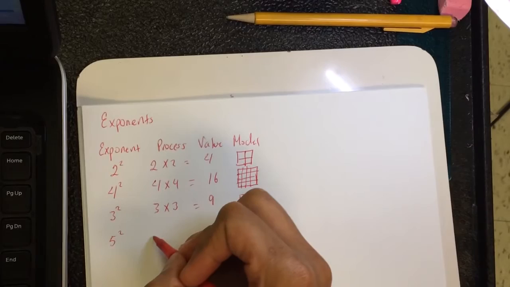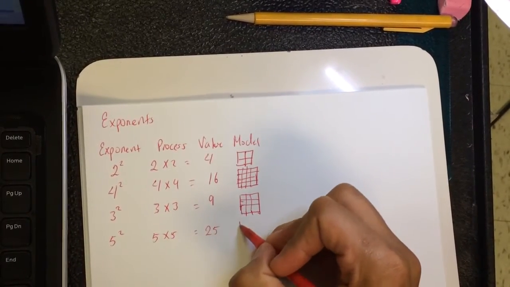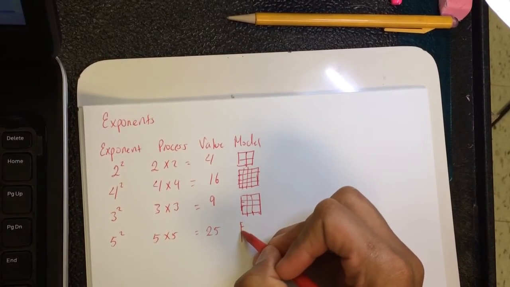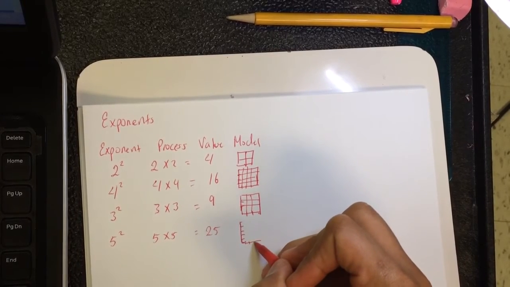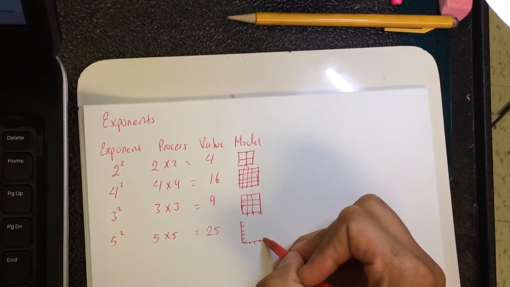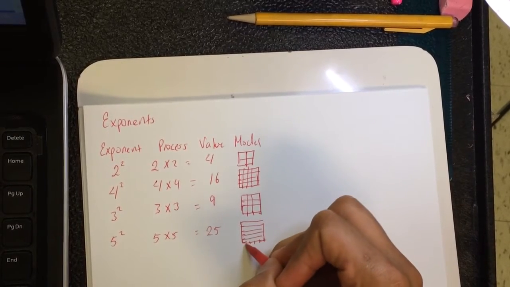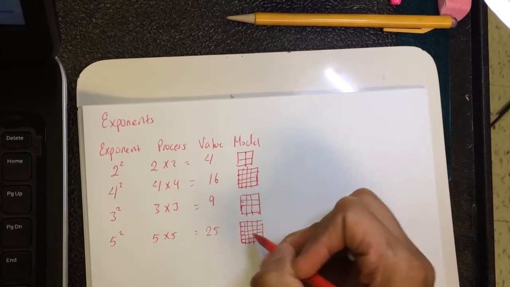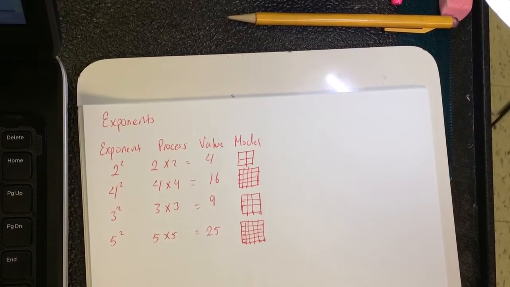5 squared. What was the process? 5 times 5 equals 25. So you do 1, 2, 3, 4, 5, and then you do 1, 2, 3, 4, 5. Correct? So now we just do little lines. And then how many squares do you have? 25. The length times the height. They're the same because it's a square, right? That means all the sides are the same.